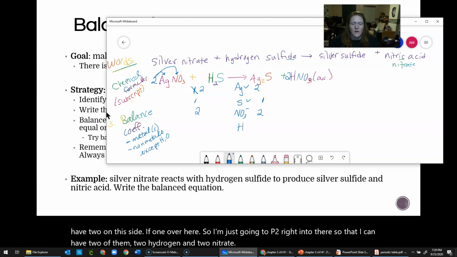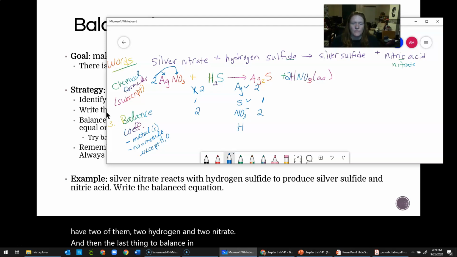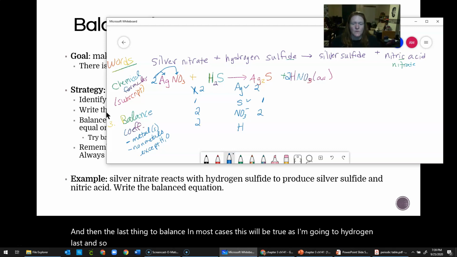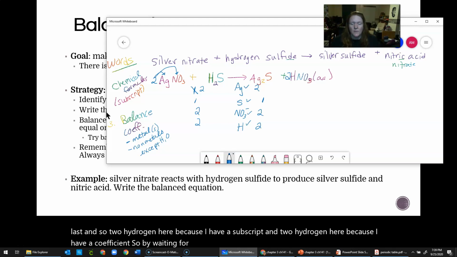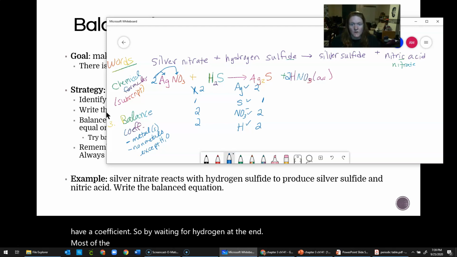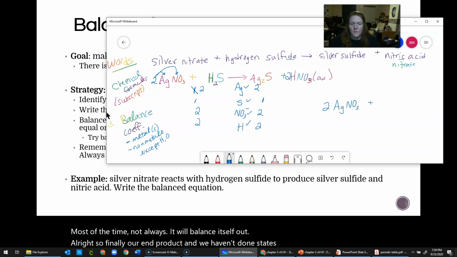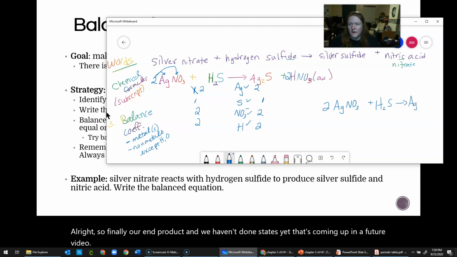And then the last thing to balance, in most cases this will be true, is I'm going to do hydrogen last. And so 2 hydrogen here because I have a subscript, and 2 hydrogen here because I have a coefficient. So by waiting for hydrogen at the end, most of the time, not always, it'll balance itself out. All right. So finally, our end product, and we haven't done states yet. That's coming up in a future video. For now, this is just the beginning.